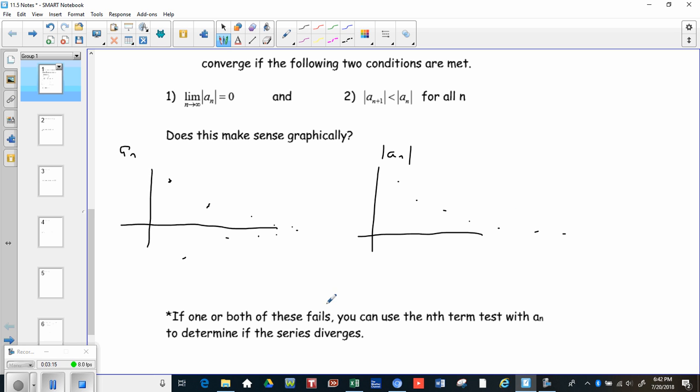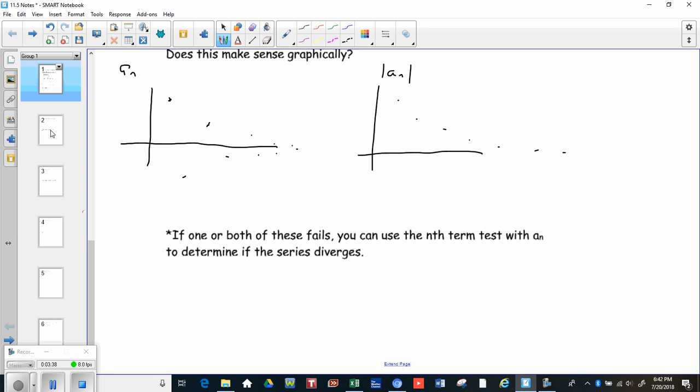If one or both of these two conditions up here fails, then you can use the nth term test with a sub n to determine if the series diverges. So this will only tell you convergent, it will not tell you divergent. So if it meets these two conditions, the series will be convergent. It does not tell you divergent if one of these fails. We're going to try a different test.